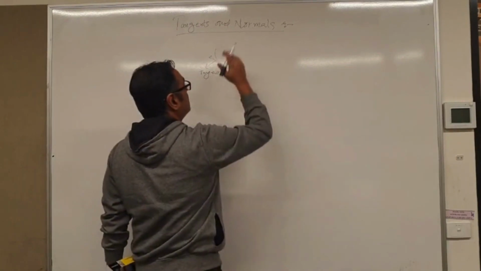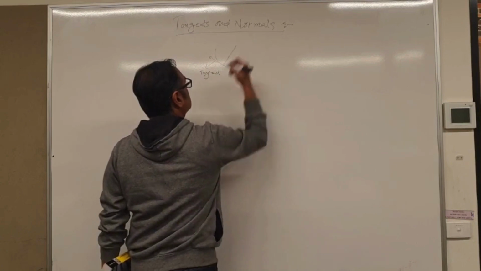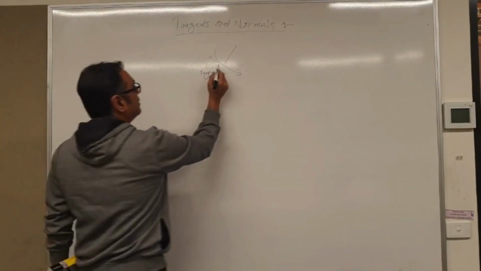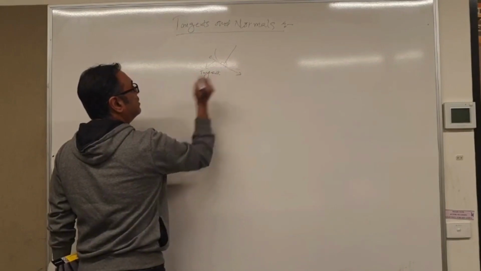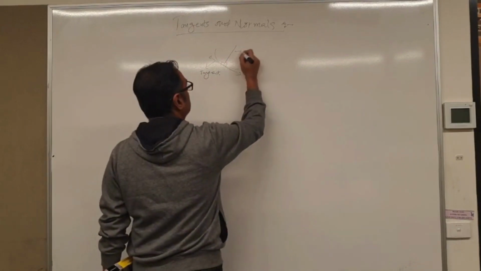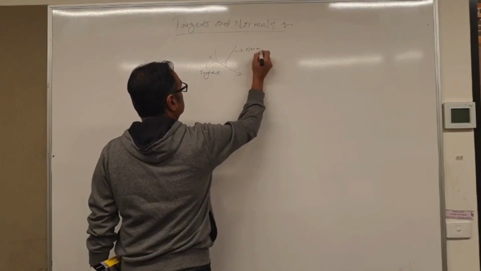A normal is a line which is perpendicular, makes a 90-degree angle here. So that's the normal.